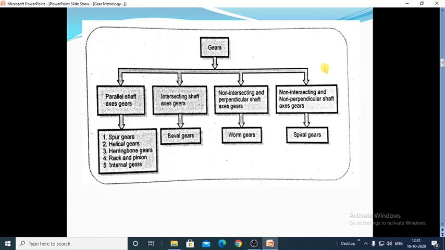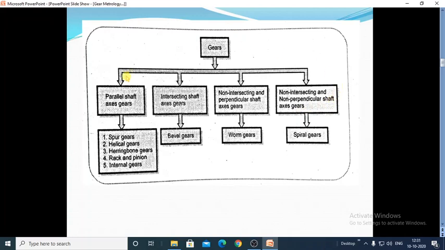Now next we are going to see the types of gears. So here you can see the types of gear. First is parallel shaft axis gear, second one is intersecting shaft axis gear, third one is non-intersecting and perpendicular shaft axis gears, and fourth one is non-intersecting and non-perpendicular shaft axis gears.